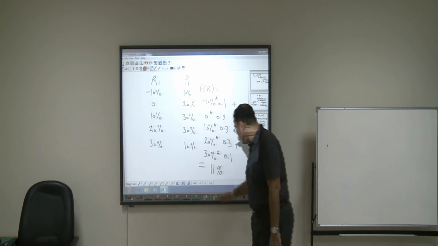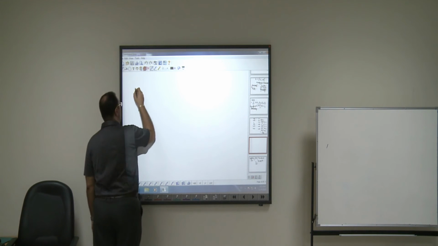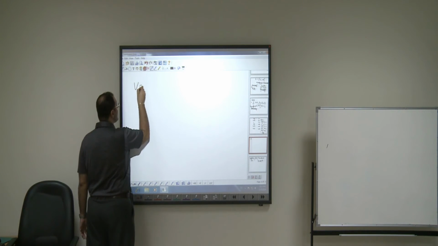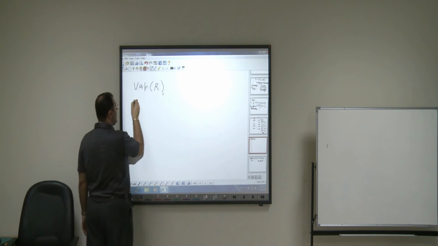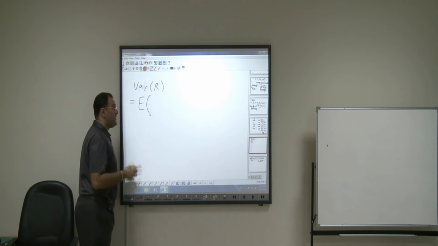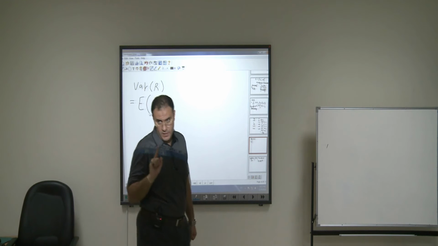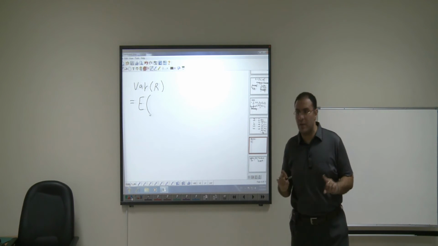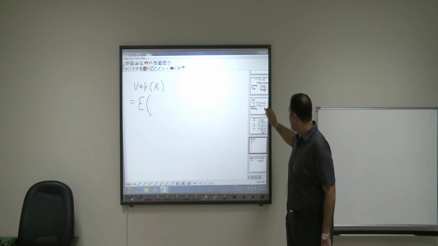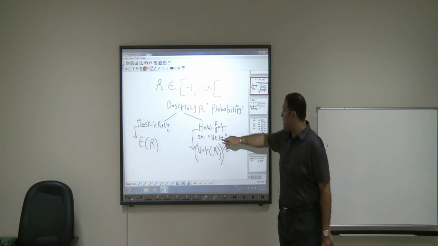Good. Let's go ahead and define the variance. So how are we going to define the variance? The variance is also an expected value, but it's the expected value of a squared deviation from the mean. So what is the variance about? Why do we need the variance in the first place?